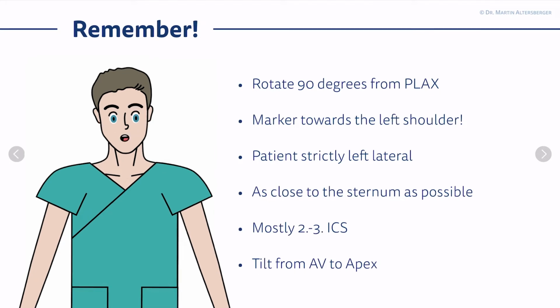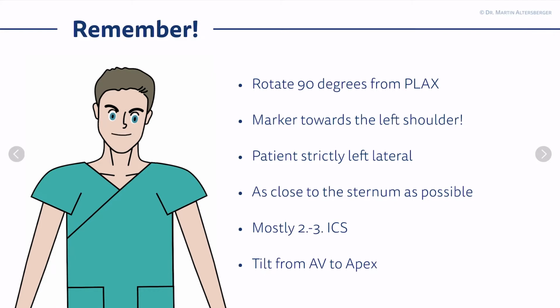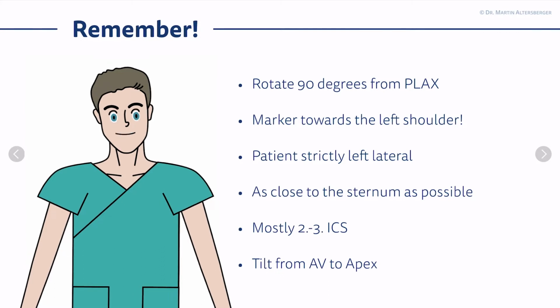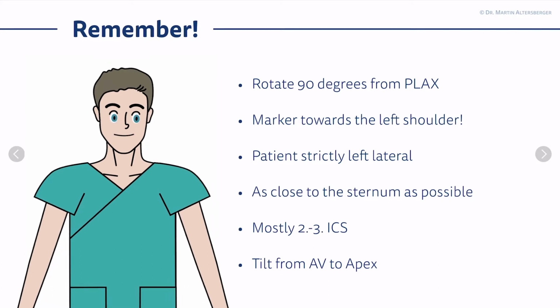To get to the parasternal short axis view, you start in a parasternal long axis and rotate the transducer 90 degrees clockwise. So that orientation, as I mentioned, changes from the parasternal long axis, where the marker points towards the right shoulder, to the parasternal short axis, where the marker points towards the left shoulder.